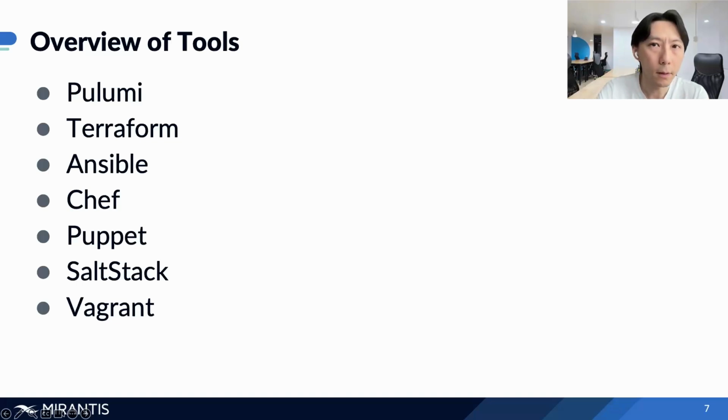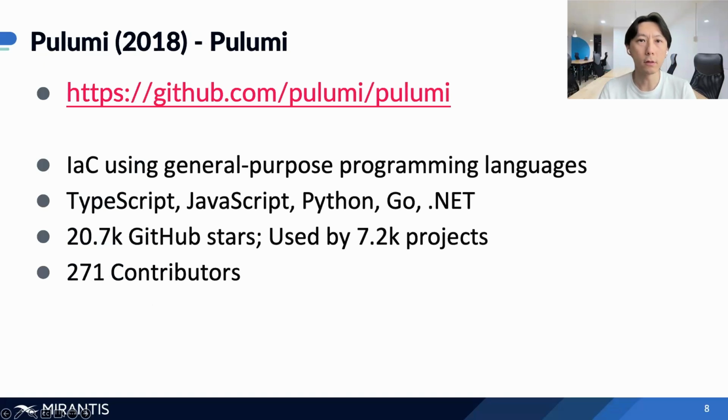So let's start off with Pulumi. Pulumi has been around since 2018. It actually launched in 2017, I believe. It's a modern infrastructure as code tool, and the idea is that it gives you a general purpose interface to the tool. In contrast to some of the other tools, Pulumi allows you to define your specifications using different programming languages like TypeScript, JavaScript, Python, Go, .NET, and so on and so forth.